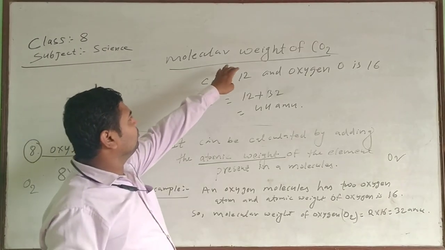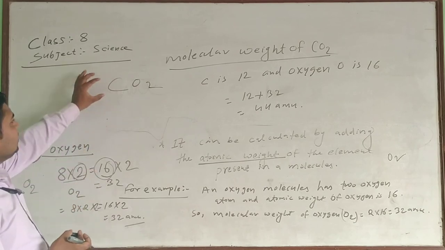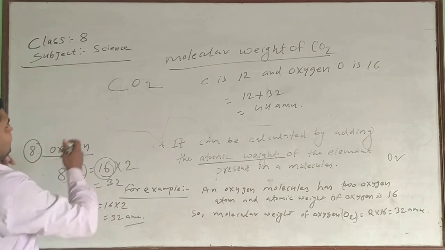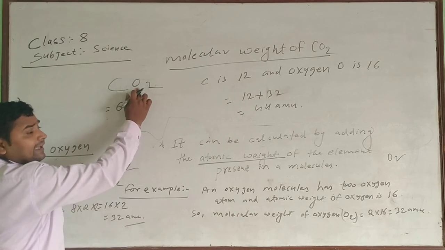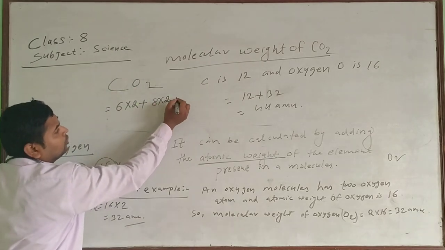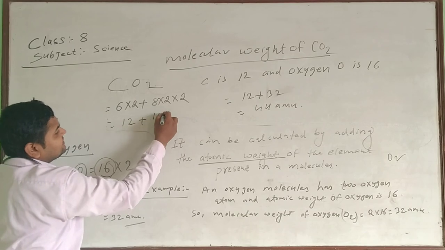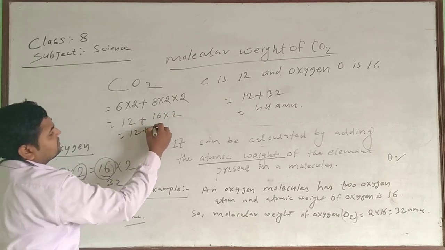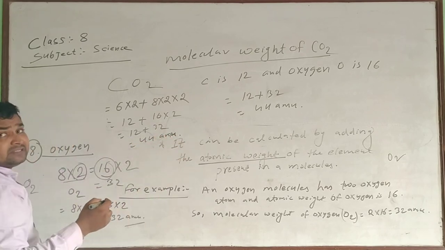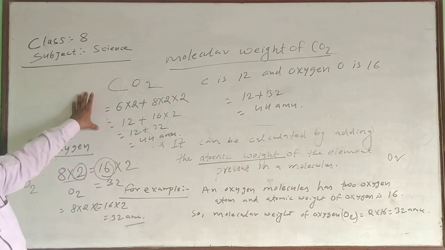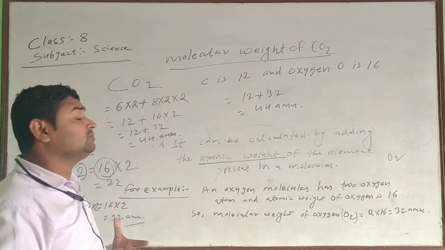Now let's talk about the molecular weight of CO2, carbon dioxide. What is the atomic number of carbon? It is 6. Then we take 6, and oxygen is 8; there are 2 oxygen atoms, so we multiply 8 by 2. 6 is 6, plus 8 into 2 is 16. It means 12 plus 32 is equal to 44 AMU, atomic mass unit. In this way, you can easily calculate the molecular weight of the given substance or molecule.